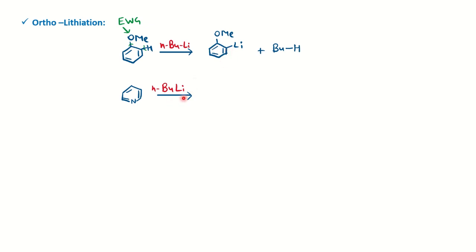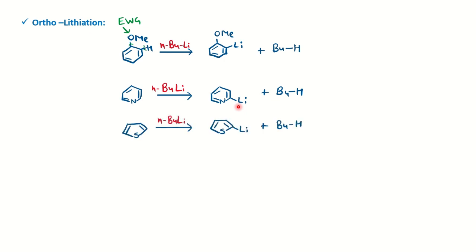Here with butyl lithium, we have to see which is the acidic proton, the one which is next to the nitrogen, because nitrogen is electronegative. So the next hydrogen should be acidic and will be lithiated. In the same way with thiophene, the sulfur, the 2 position, if you start the numbering from the sulfur, we always start with the heteroatom. So the 2 position will be the active site because the proton is acidic and will be lithiated.